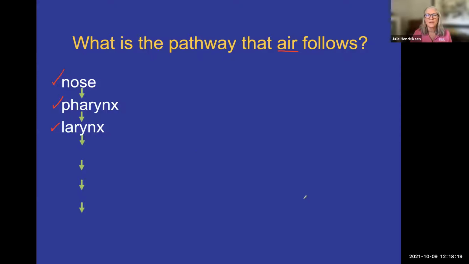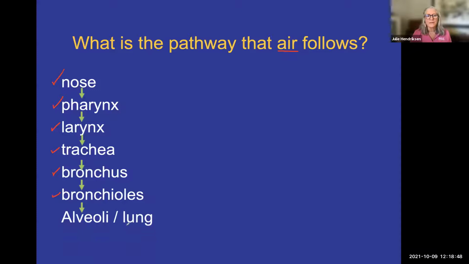That's on top of the trachea, which is traditionally known as your windpipe. That's followed by the bronchus on the right and another bronchus on the left. They're known as primary bronchi. So those are the branches off the trachea. Those go to smaller structures called bronchioles that become smaller and smaller and smaller, and finally get to the lung proper. The lung is going to be made of millions of these tiny air sacs that we call alveoli.